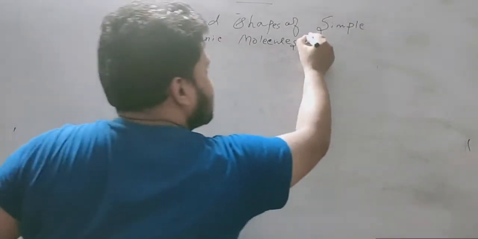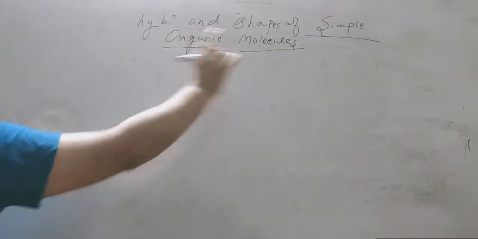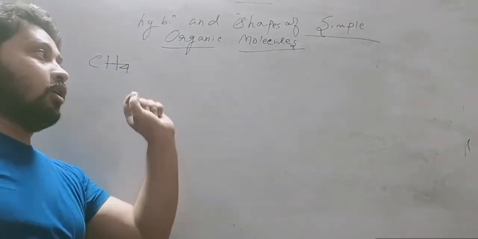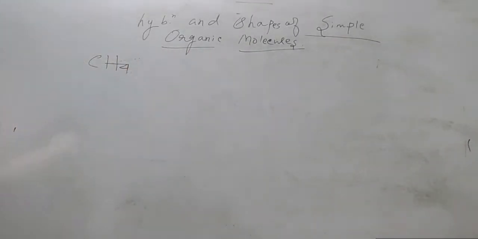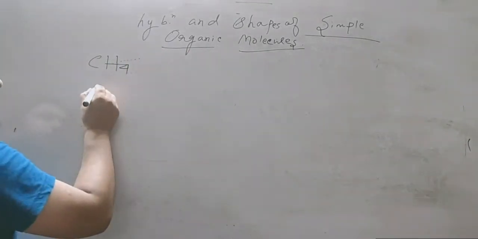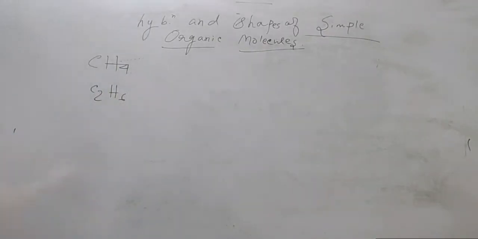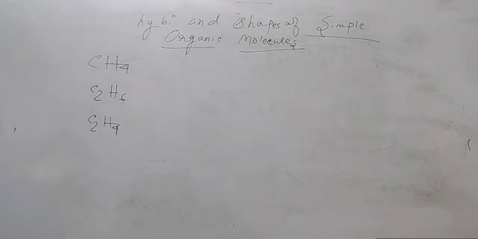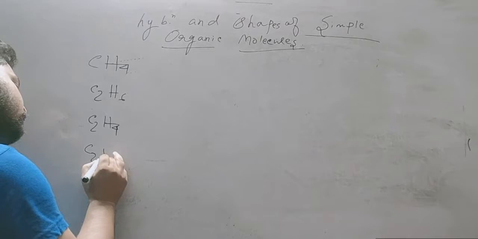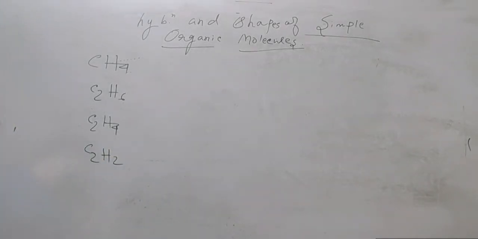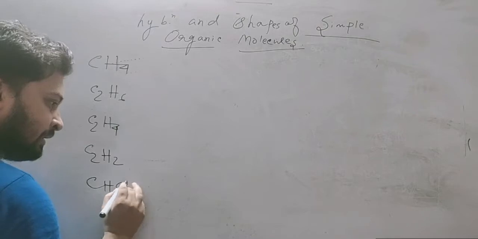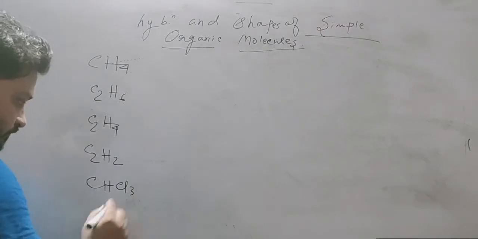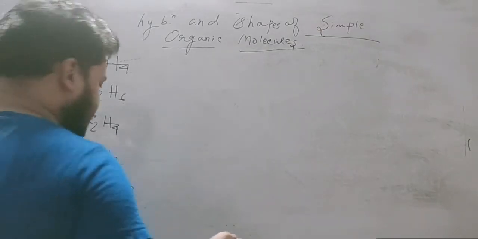The first simple organic molecule is CH4, a very important compound for organic chemistry. The next one is C2H6, the third one is C2H4, the fourth one is C2H2, the fifth one is CHCl3, and the last one is C6H6.